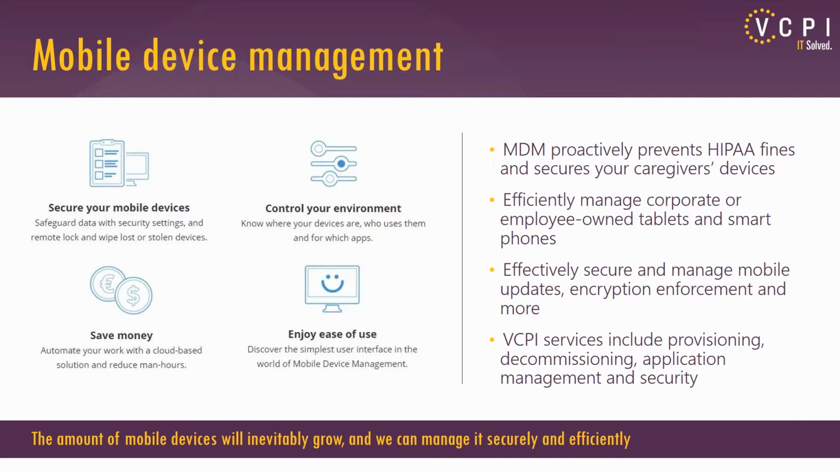The HIPAA breach notification rule requires the covered entity or business associate to provide notification following a breach of unsecured protected health information to the Health and Human Services. So it's important, because of this breach notification rule, that we ensure that data at rest on a mobile device is encrypted.